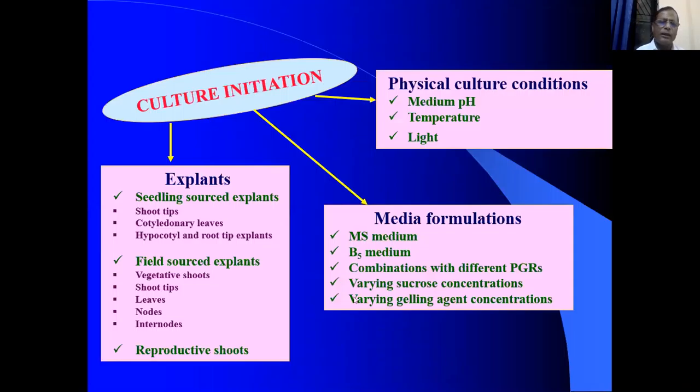In general, in the case of the explant, we may take different plant parts, and in the case of culture media, different types of media are already available. For example, Murashige and Skoog media, B5 media, and combinations with other plant growth regulators, with varying sucrose concentrations and varying gelling agents. As for the physical culture conditions, medium pH, temperature and light are important.